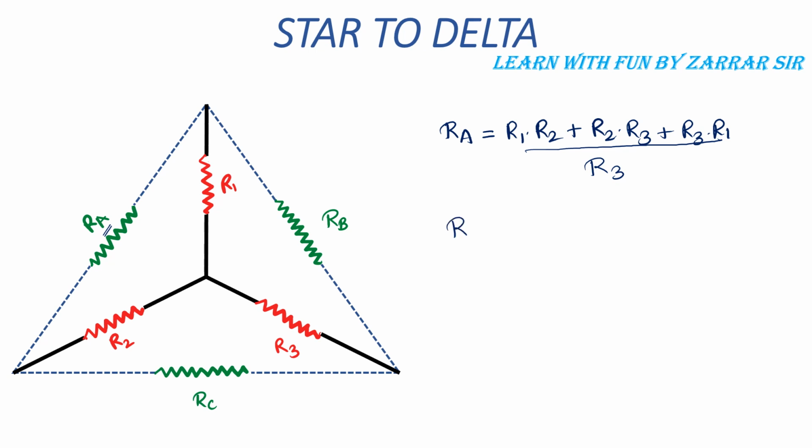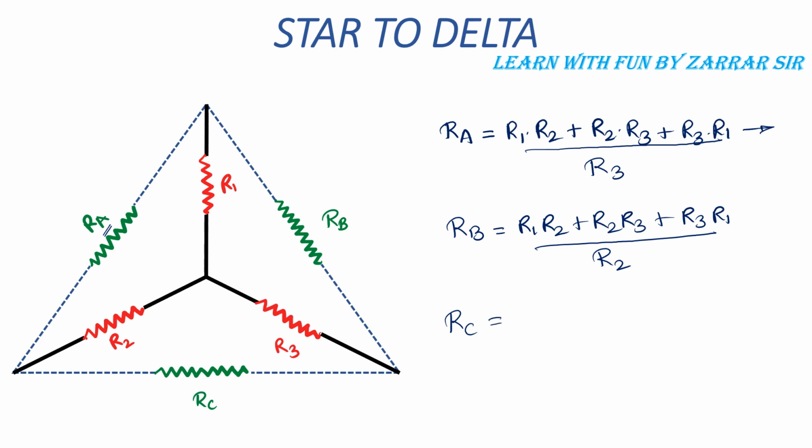Similarly, you will be calculating your RB. You will write this equation again. So it will be R1 R2 plus R2 R3 plus R3 R1 divided by the opposite resistance of RB, which is R2. So divided by R2. Now can you help me out with RC? RC will be, you repeat the equation R1 into R2 plus R2 into R3 plus R3 into R1 divided by the opposite resistance of RC. It is R1. So we'll write R1.